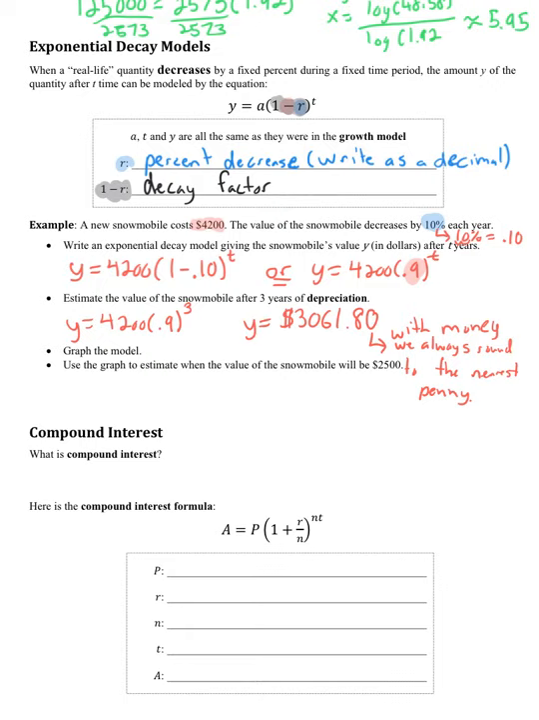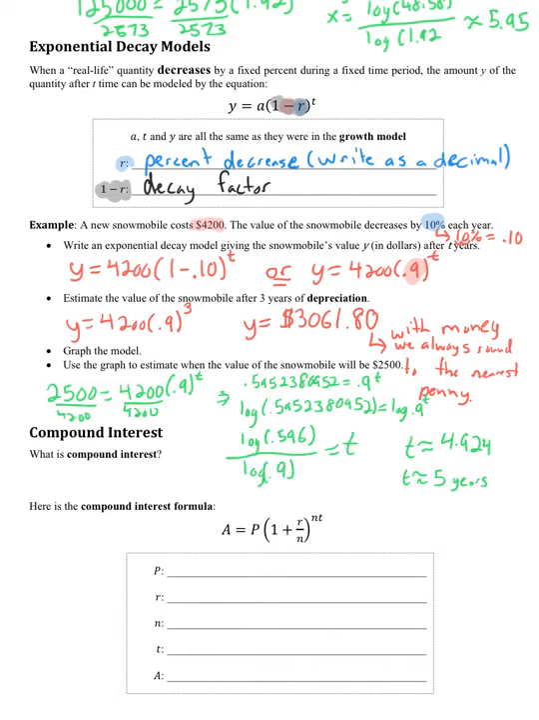Now for this one, it says graph the model and use the graph to estimate when the value of the snowmobile will be $2,500. What I'm going to do instead is I'm going to give you the option. You can go back to Desmos and you can graph it, or you can solve it algebraically. And personally, I think even if you solve it algebraically, you can double check it on a graph. But I'm going to give you guys a couple minutes to solve the problem right there. All right, so after we work through some numbers here, we should see that t equals about 5 years. So it'll take about 5 years for this thing to devalue to about $2,500.